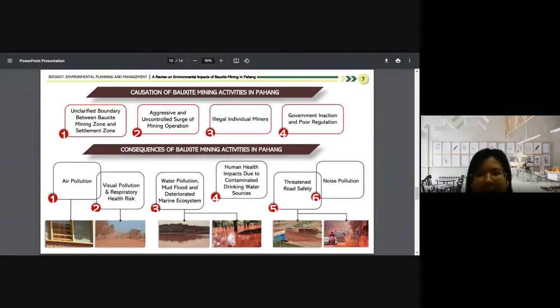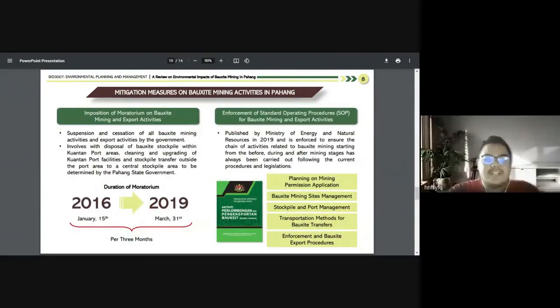Next, the mitigation measures on bauxite mining activity in Pahang. In response to the consequences of uncontrolled bauxite mining activity in Pahang, the government put in place a few mitigation measures. Firstly, the imposition of a moratorium on bauxite mining and export activity. This moratorium will result in the suspension and cessation of all bauxite mining and export activity, through disposal of bauxite stockpile, cleaning and upgrading of Kuantan port facilities, and stockpile transfer.